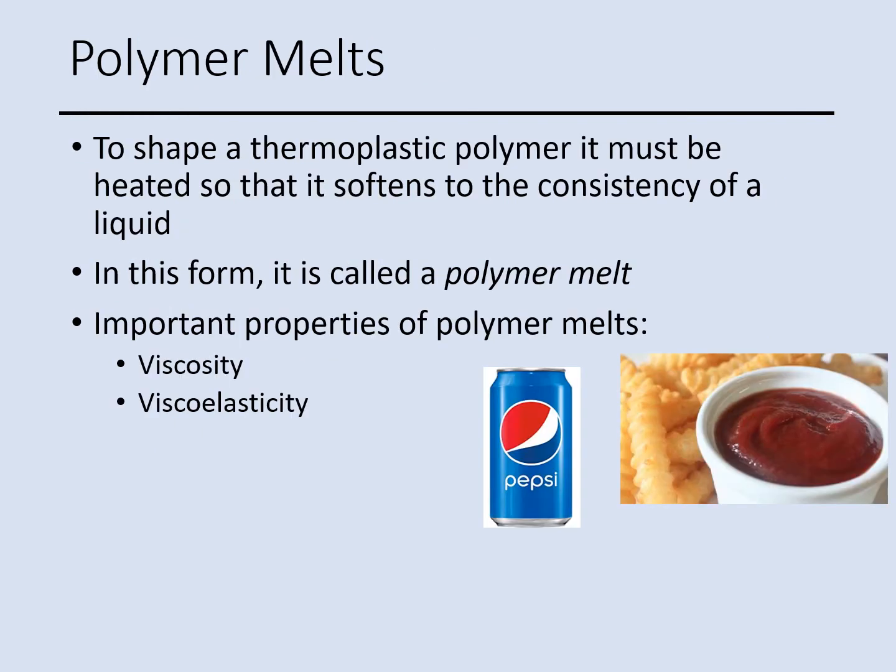The first step in polymer shaping is to heat up the thermoplastic polymer. Then it becomes fluid, and in that fluid or liquid state, it becomes very consistent throughout the material, and it is called polymer melt. The polymer melt has two properties that we need to consider in the design. One property is called viscosity, the other one is called viscoelasticity.